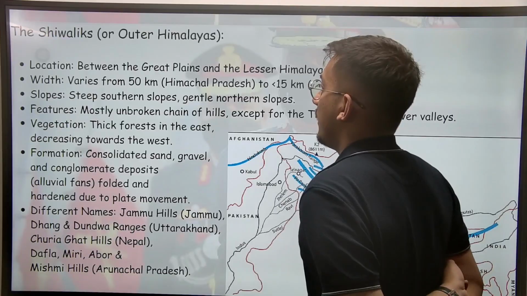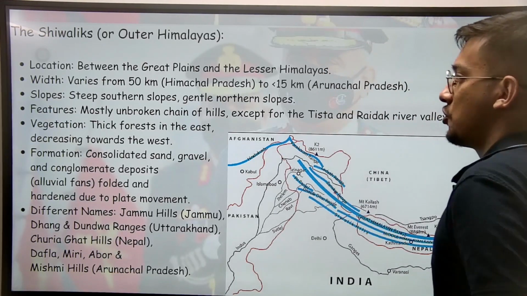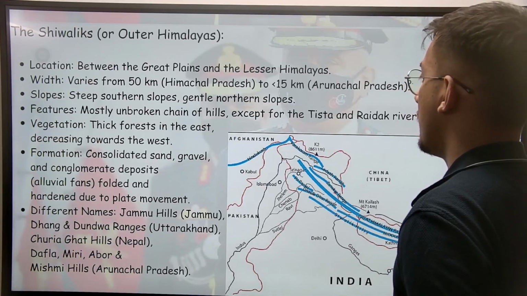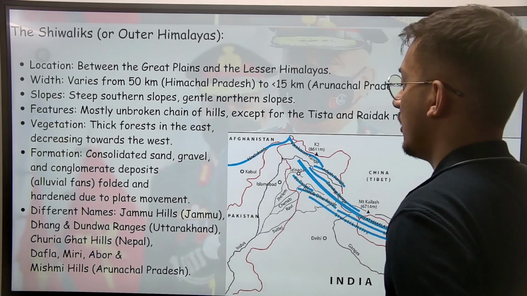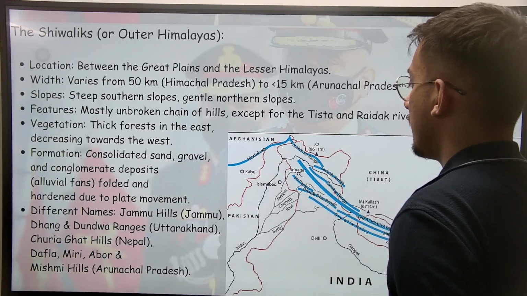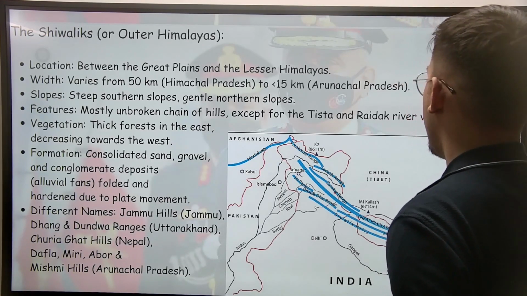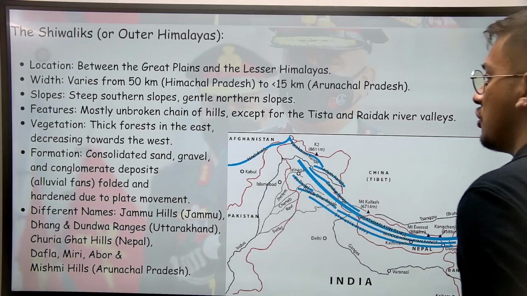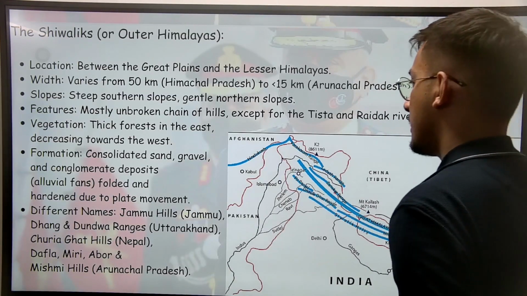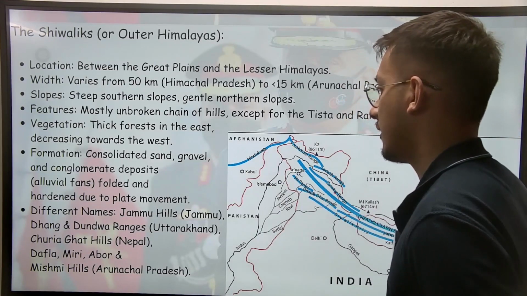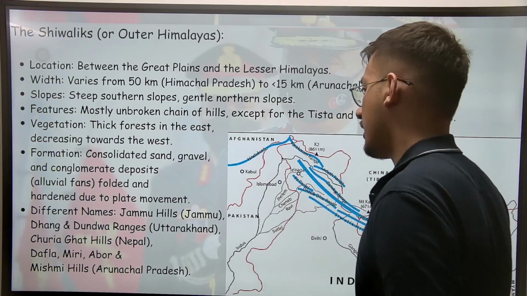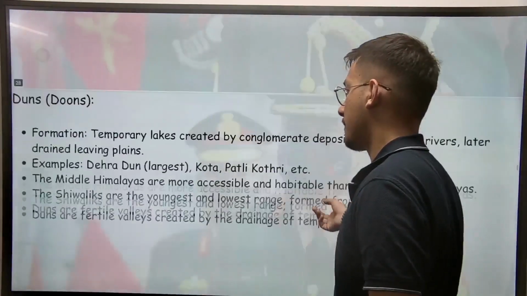Then we come on to the Shivaliks or Outer Himalayas. Location: between the Great Plains and the Lesser Himalayas, varying from 50 kilometers in Himachal to 15 kilometers in Arunachal Pradesh. Slopes are steep southern slopes, gentle northern slopes. Features: mostly unbroken chain of hills except for the Tista and Raidak river valleys. Vegetation: thick forest in the east decreasing towards the west. Formation: consolidated sand and gravel conglomerate deposits. The different names are Jammu Hills, Dhang Dundwa Range, Duars, Dafla, Miri, Abor, and Mishmi Hills.